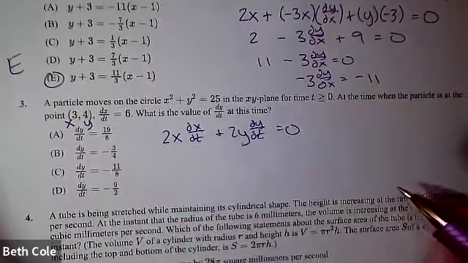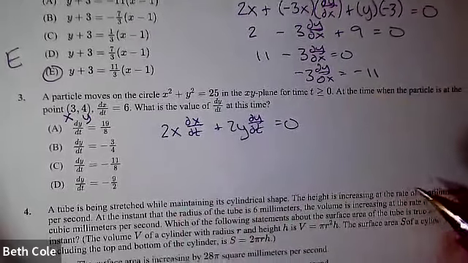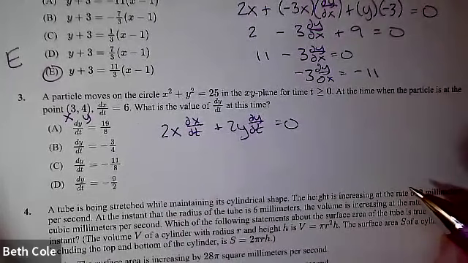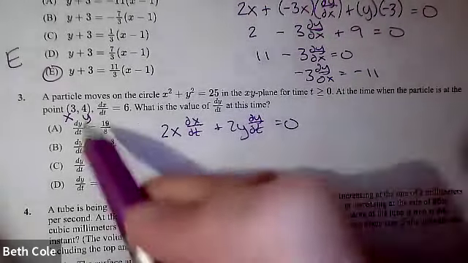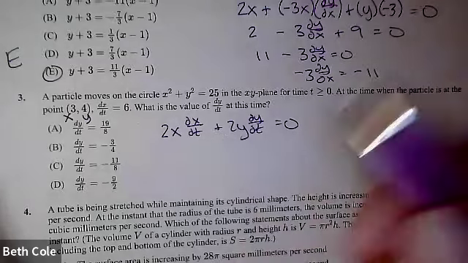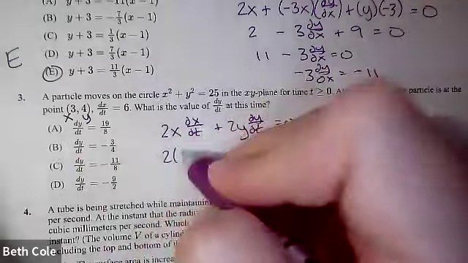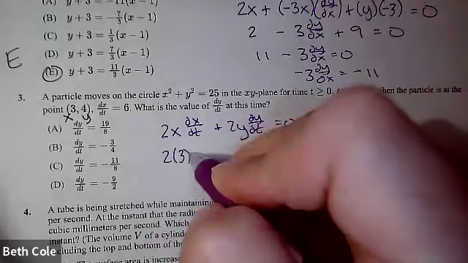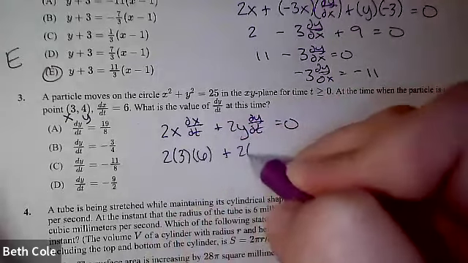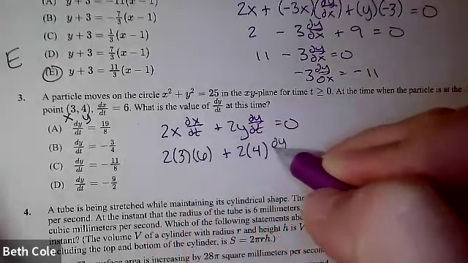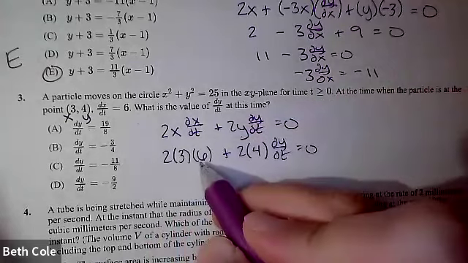Kind of like that ladder problem. Do you remember the ladder falling down the wall? It's really kind of like that, just instead of being given a story about the ladder, they just called it x and y. The particle moves on a circle, but it's very similar. All right, so we're going to plug in 3 for x. Dx dt is 6. Y is 4. Dy dt is what we're looking for.